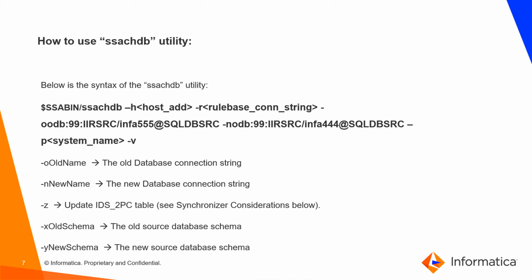In -o and -n I use this 99 number, which is the database number. By default the source database number is 99, and for target it will be x plus 1, where x is the rule-based number. For example, if your rule-based number is 0, then x plus 1, that is 0 plus 1, is equal to 1. So instead of 99 you have to give 1 for the target. And for source, generally the default database number is 99, but if there is something specific in another environment, then you need to provide that number.